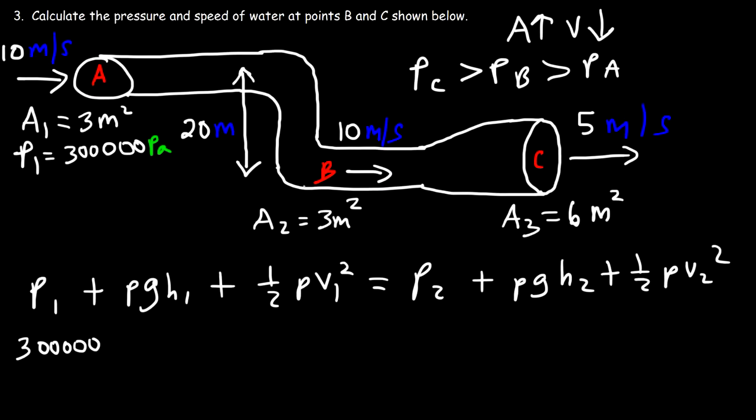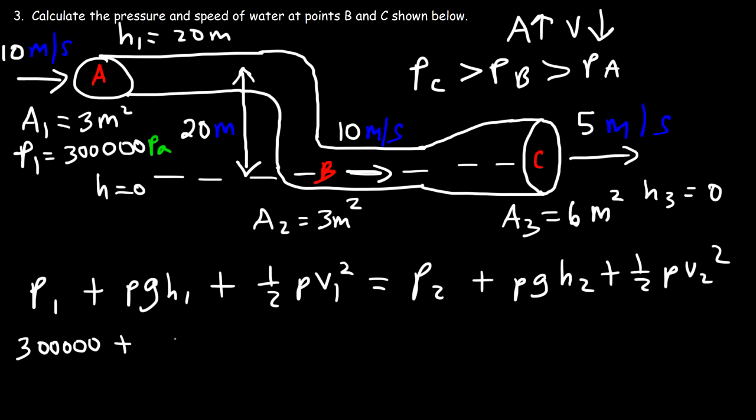Now let's define points B and C to be the ground level. So the height at points B and C, we're going to say is 0. A is at an elevation of 20. So H1 is 20. H2 and H3 are 0. They're at ground level. So this is going to be 1,000 times G, which is 9.8, and H1 is 20 meters above the reference level. Now, between points A and B, the speed does not change, so we don't need this term. And H2 is 0, just as H3 is 0, because they're at the reference level, so we don't need this term either. So now this should give us P2.